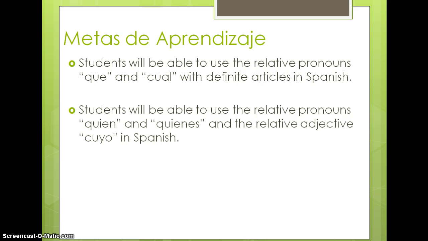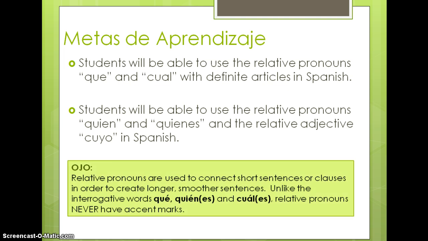We are going to be looking at the relative pronouns que and cual, as well as their use with definite articles. We'll also be looking at quién and quiénes, and finally the relative adjective cuyo. Relative pronouns are used in English as well as Spanish to connect shorter sentences or clauses in order to create longer, smoother, more complex sentences. Unlike the interrogative words in Spanish, que, quién, and cuál, relative pronouns in Spanish never have a written accent mark.